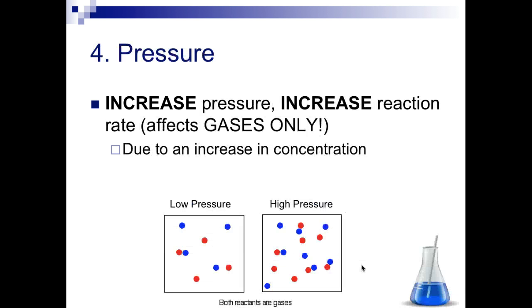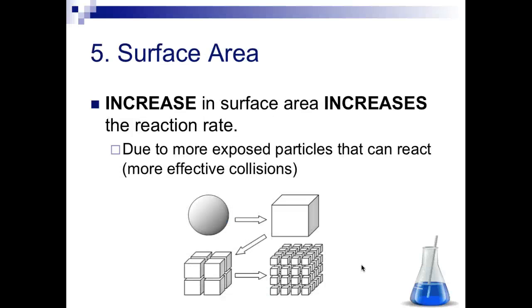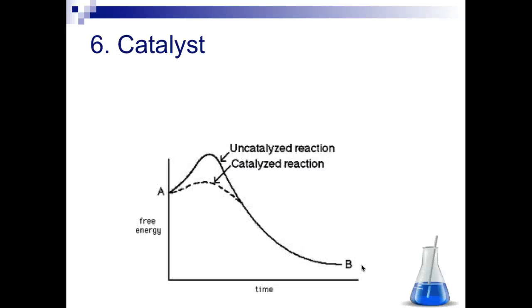If you increase the pressure, you're going to increase the rate. This helps with gases only. Due to an increase in pressure, you're going to have more collisions, faster reaction rate. Surface area. Bigger surface area is also going to increase the reaction rate. So you have more exposure to particles that can react, more effective collisions. So when you're looking at your surface area, a bigger surface area or a bigger molecule is going to lead to more collisions, faster reaction rate.